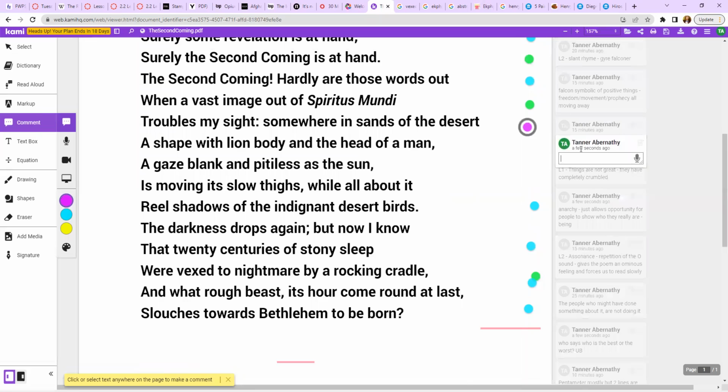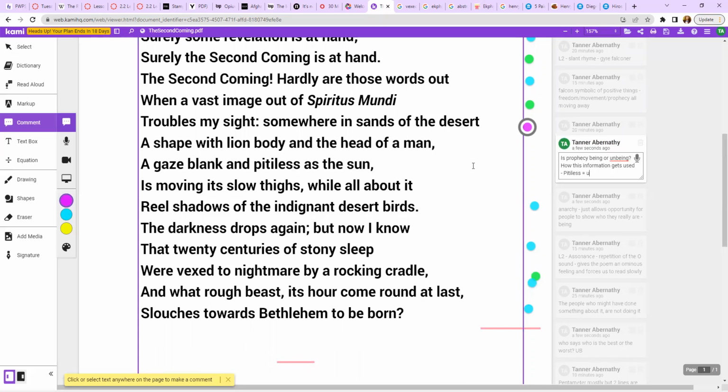So we have a certain question here: is prophecy being or unbeing? And maybe it's how this information gets used. Right, and maybe it has to do with the gaze blank and pitiless, right? Being without pity is unbeing, because you're not considering others.